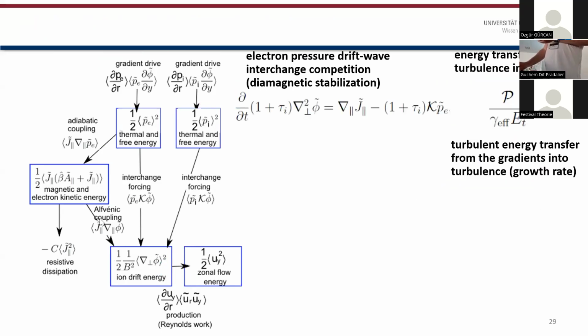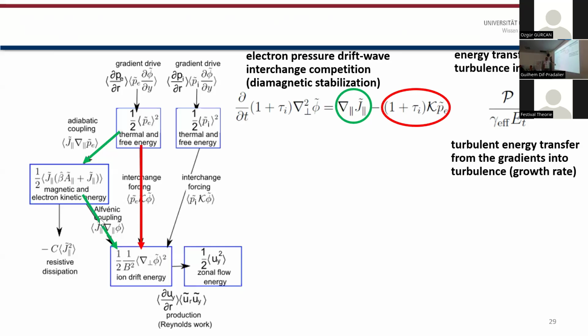Now, looking at the drift drive interchange competition at the beginning, we have two kinds of cases. We get charge separation by curvature or by the parallel gradient. If we go by the parallel gradient, the energy goes to the magnetic energy and then later to the E cross B flow, or we go with the curvature directly from pressure to ion drift energy. Deciding which one is stronger is decided here in the dissipation.